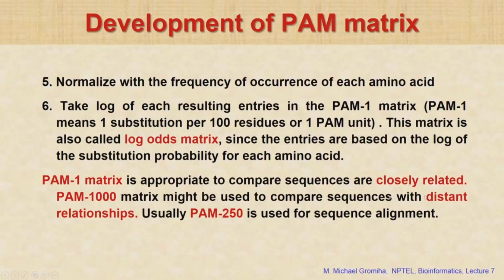So, if we do this, we use the PAM1 matrix to compare sequences which are closely related, and we use PAM 1000 for comparing sequences with a distant relationship, that means they are not homologous to each other. Usually in the literature we use PAM 250 for sequence alignment, for example BLAST or FASTA use PAM 250. I will show an example of how to construct a PAM matrix.